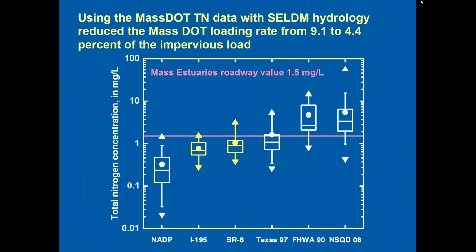This loading rate was used with GIS to calculate the MassDOT total nitrogen loads within this and other drainage areas on Cape Cod. The combination of lower flows and lower concentrations reduced annual loads by more than half. The SELDM analysis indicated that MassDOT's contribution was only about 4.4% of the impervious stormwater load to the bay and less than 0.25% of the total nitrogen load to the bay, which was well within the margin of error of the loading calculations.